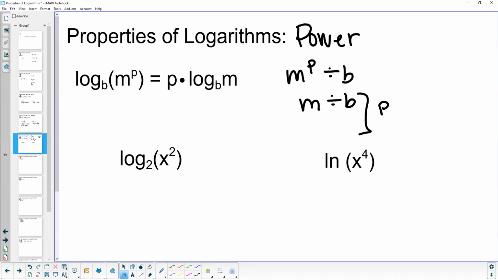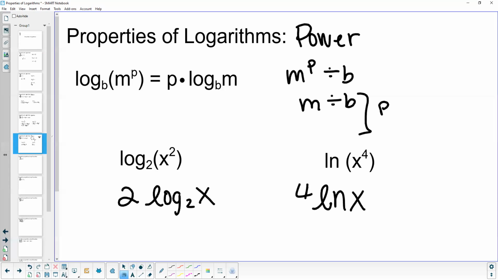So if we have log base 2 of x to the power of 2, we can rewrite this as 2 log base 2 of x. Similarly, the natural log of x to the 4th can be rewritten as the natural log of x times 4, or 4 natural log of x. So those are some of our properties. In the next video, we are going to explore how we can apply multiple of these properties together in order to expand out a logarithm.